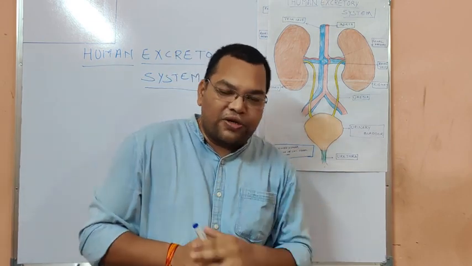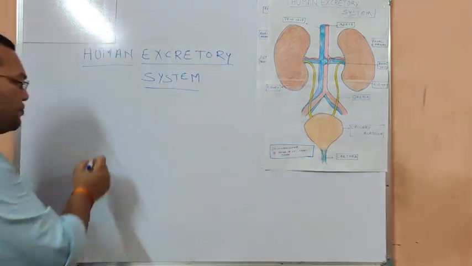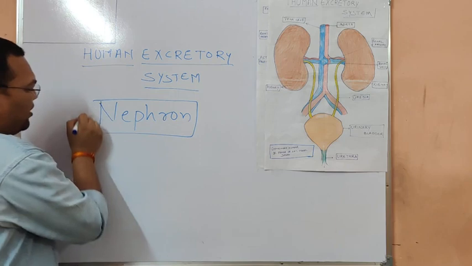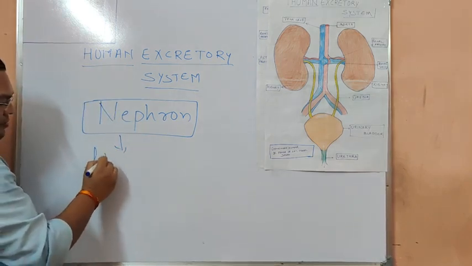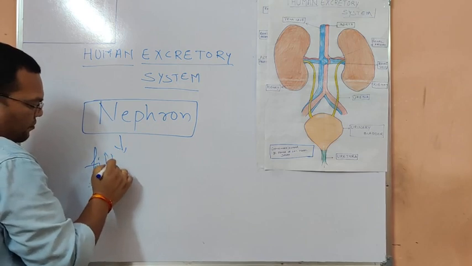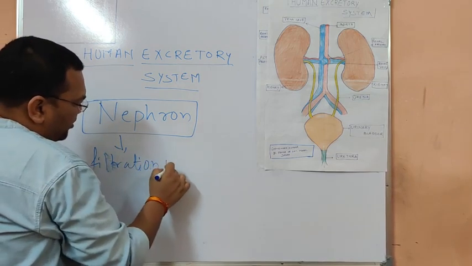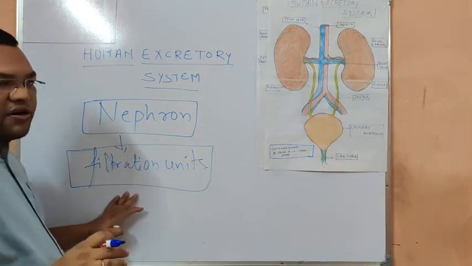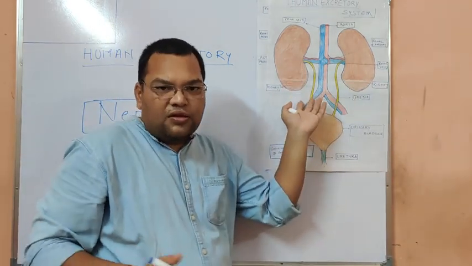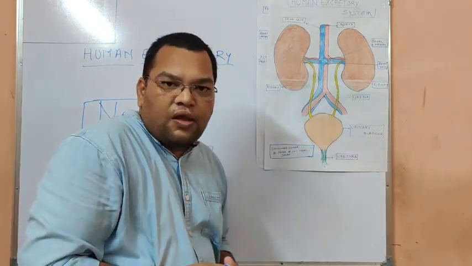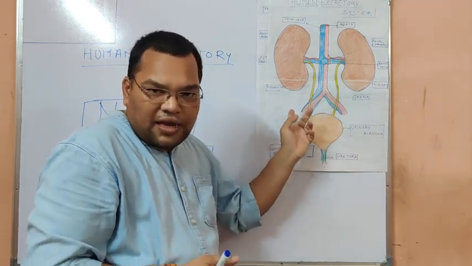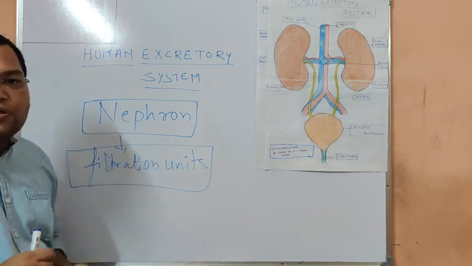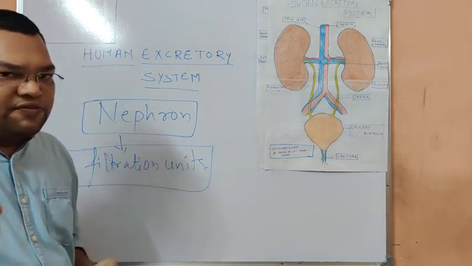Now the next topic is the nephron. Nephrons are the filtration units. Millions of nephrons are found in each kidney, and these nephrons are the filtration units of the kidney.